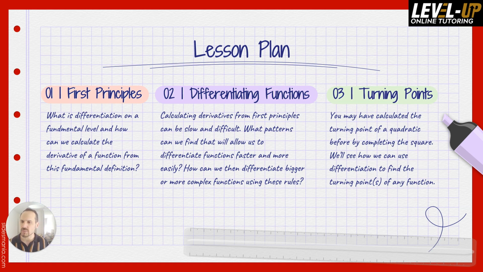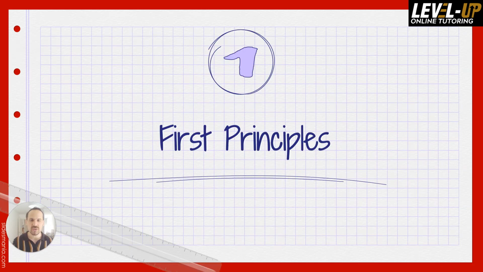And then finally, we're going to look at turning points. As part of the regular GCSE math syllabus, you've perhaps seen the turning points of a quadratic equation before, by completing the square on that quadratic. Now we're going to look at finding the turning points of a general equation, so not just quadratics, using differentiation, which is easier as well. And completing the square only works with quadratics anyway, so we want something that will work in general. So that's the plan. Let's look at first principles.